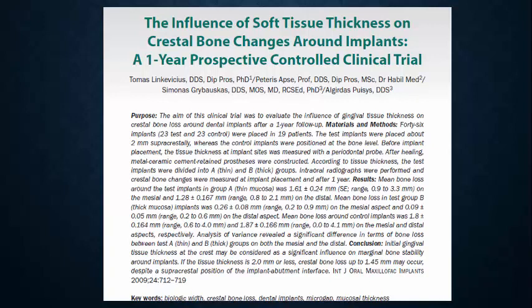So they didn't submerge the implant. They didn't put the implant subcrestally. They left it about 2 millimeter above the bone. And the control group, they placed the implant at the bone level.